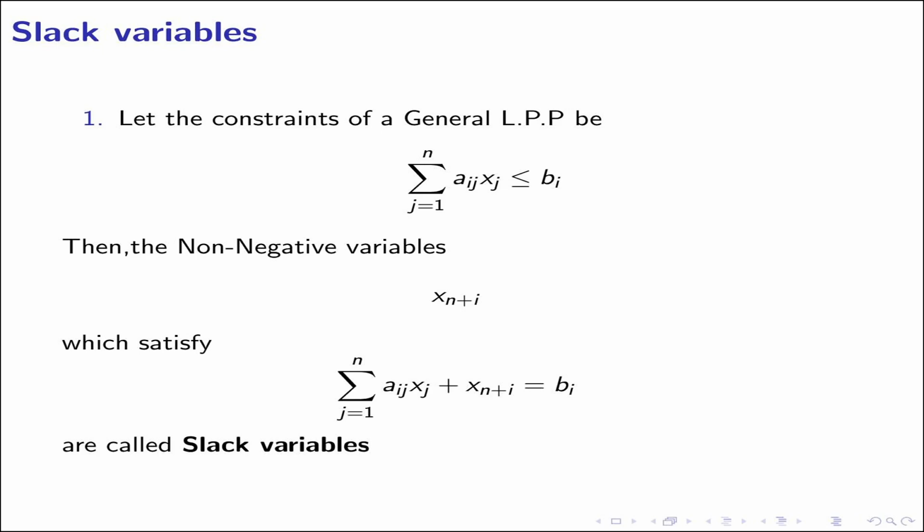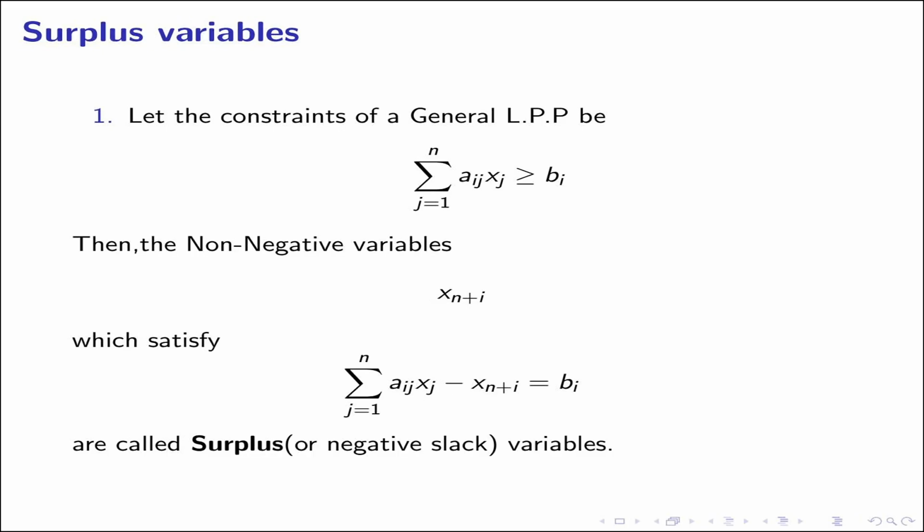Next, we see the definition of slack variables. If the constraints of the general LPP be summation j = 1 to n aij xj ≤ bi, then the non-negative variables x(n+i) which satisfy the constraint, that is summation j = 1 to n aij xj + x(n+i) = bi, are called slack variables. Next, we see the definition of surplus variables. If the constraints of the general LPP be summation j = 1 to n aij xj ≥ bi, the non-negative variables x(n+i) which satisfy summation j = 1 to n aij xj minus x(n+i) = bi are called surplus variables.